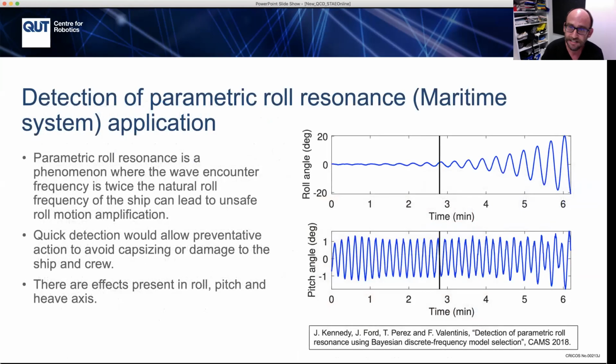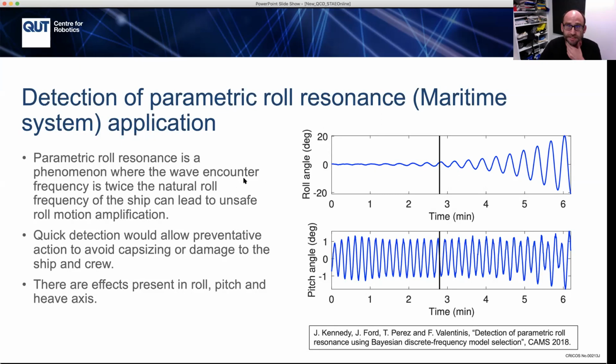This is another application I looked at with a PhD student, Justin Kennedy. This is a maritime situation. There's a phenomenon called parametric roll resonance, where if the wave encounter frequency is in a certain zone, there's a roll oscillation whose amplitude grows without limit, and that is dangerous. You can imagine a cargo ship tipping over and perhaps cargo falling off the boat.